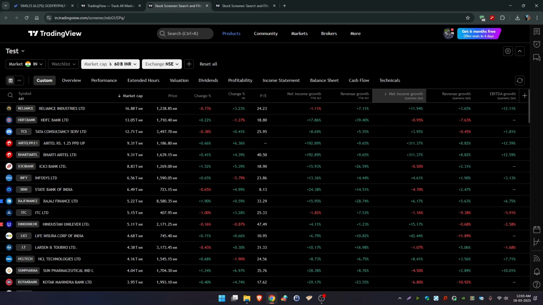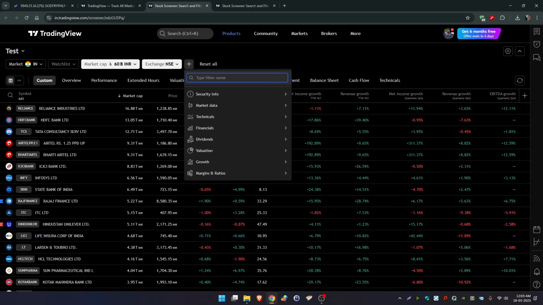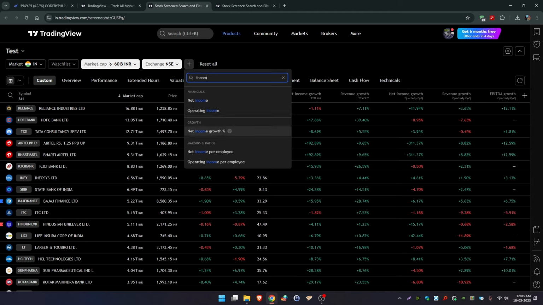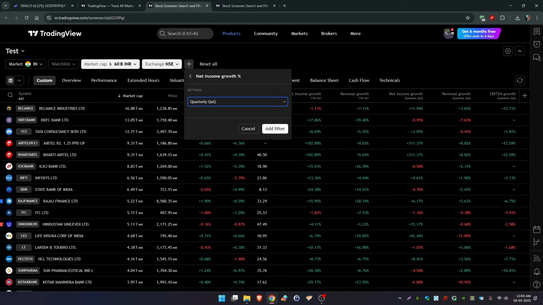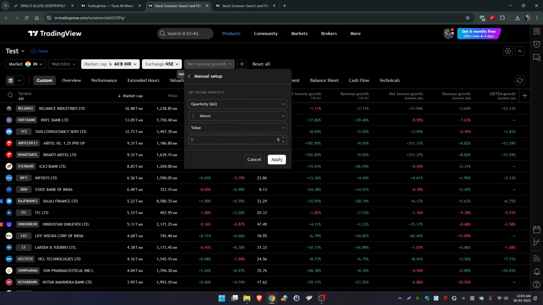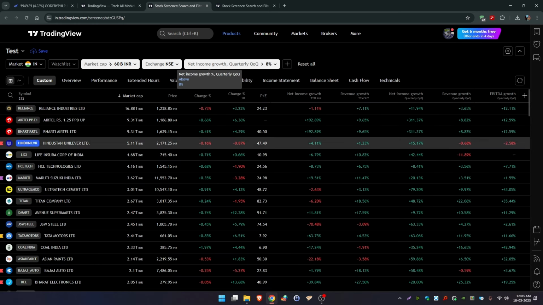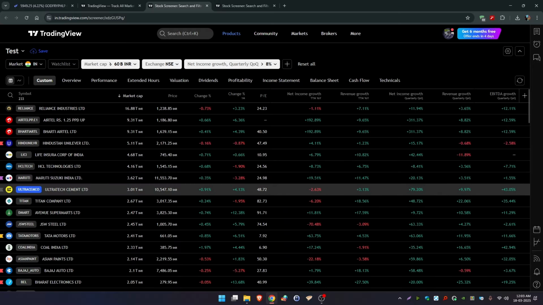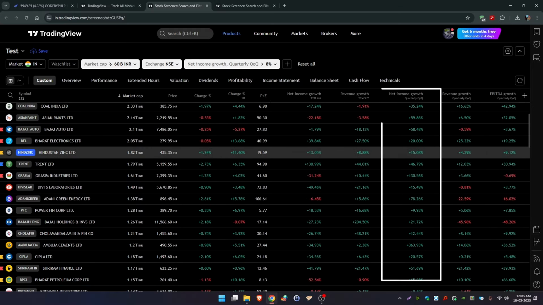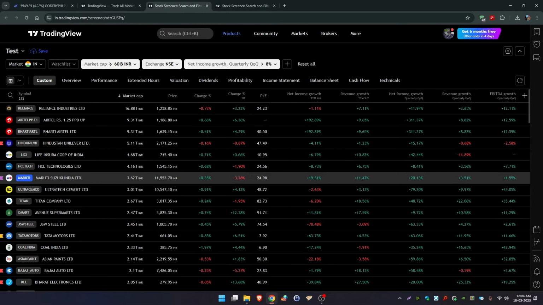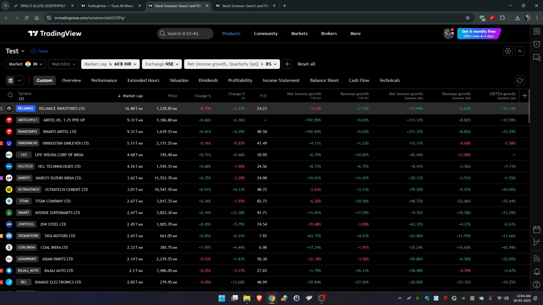I want the net income growth for the current quarter to be higher than the previous quarter. So for a filter, we'll put net income growth, again, growth percentage, quarter on quarter, add filter. We go to manual setup. I want to see stocks whose net income growth quarter on quarter has been greater than 8. So now you will see only stocks whose net income growth is larger than 8%. You will not find any negative values in this, for at least net income growth Q on Q.